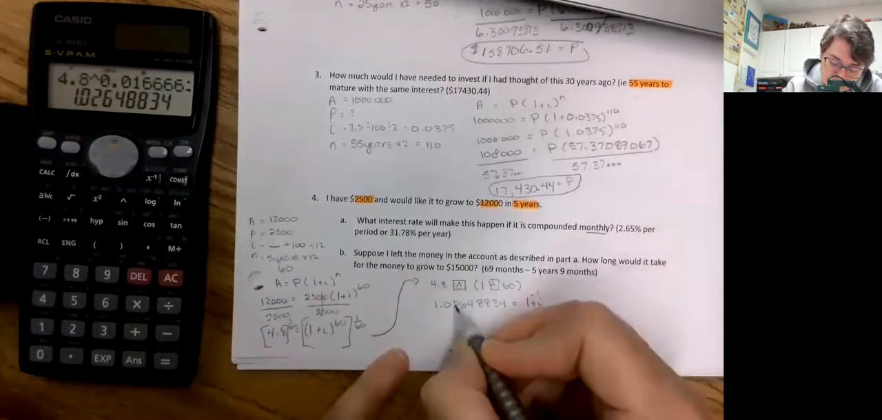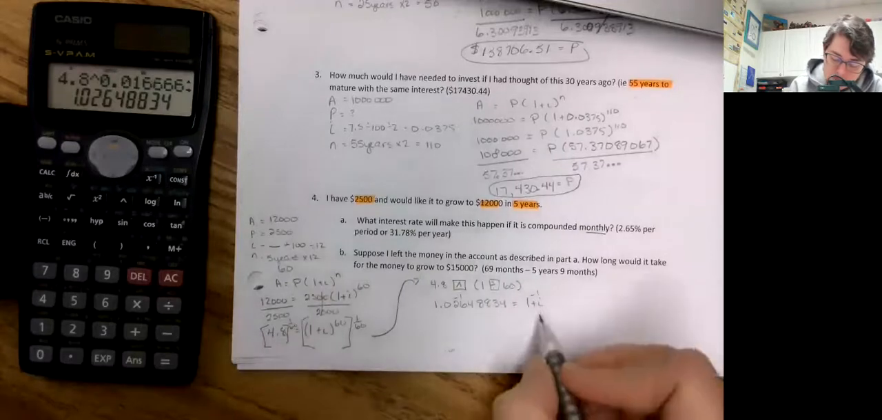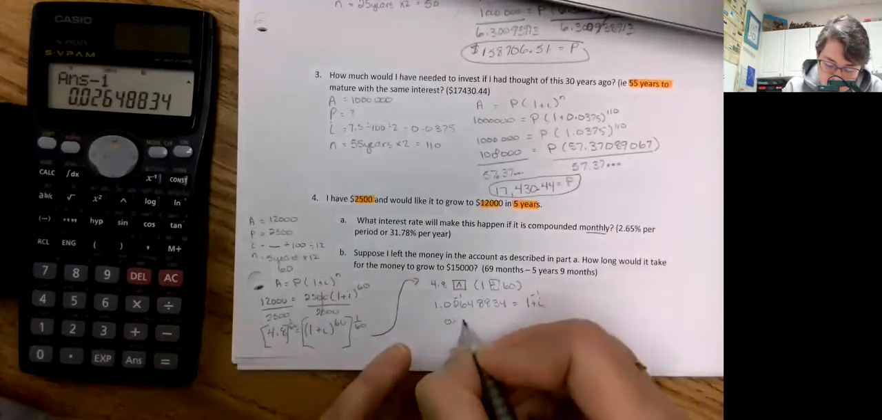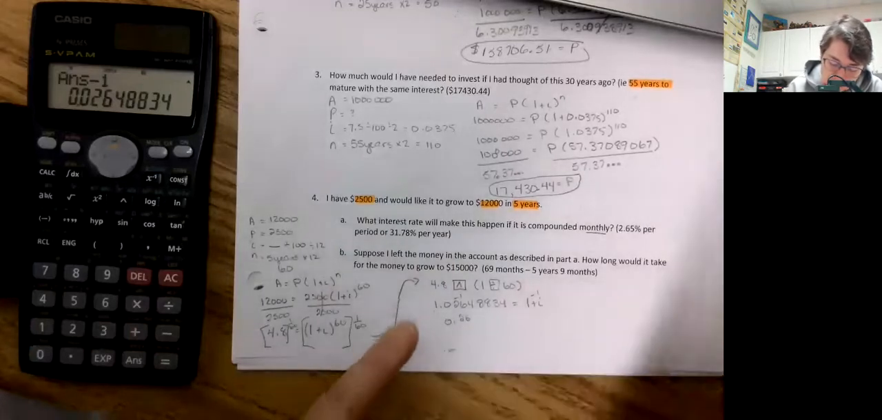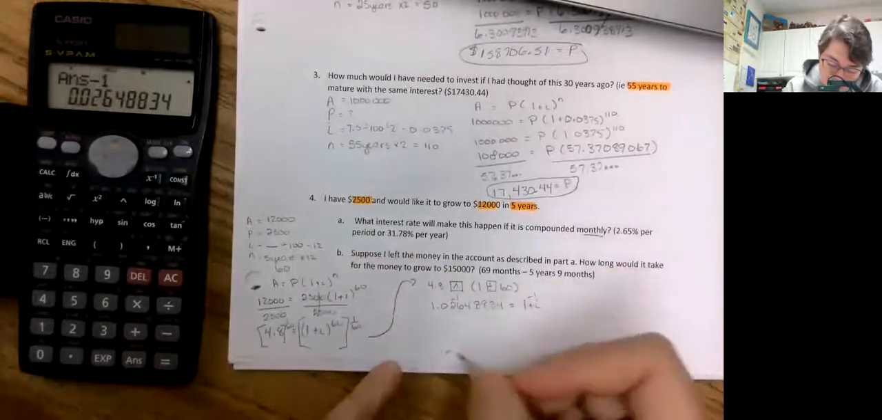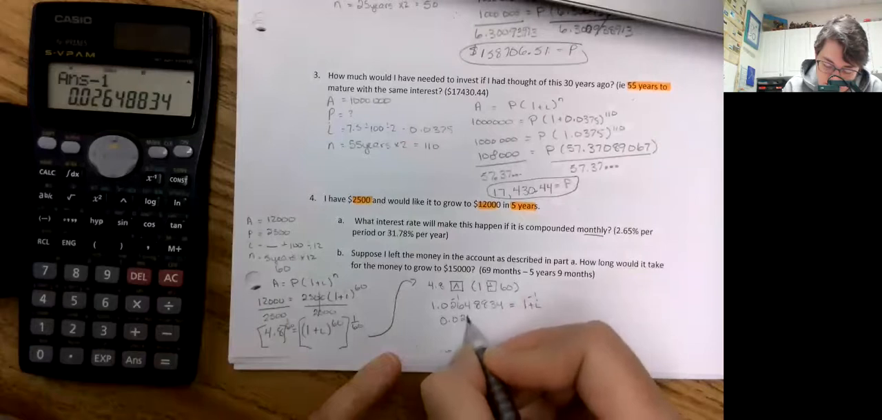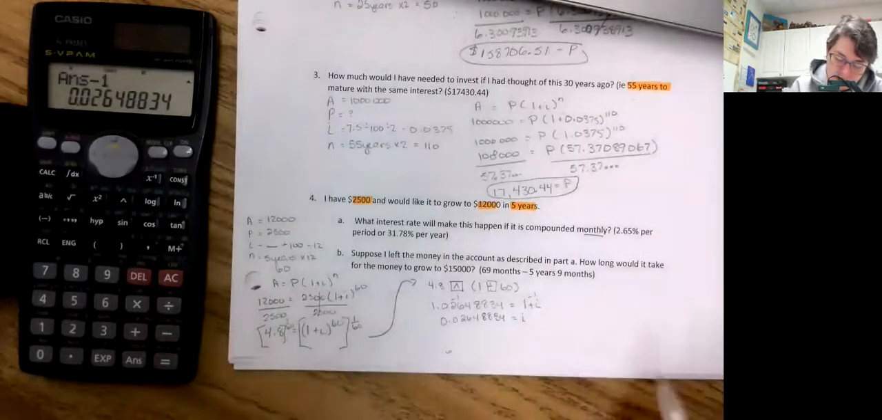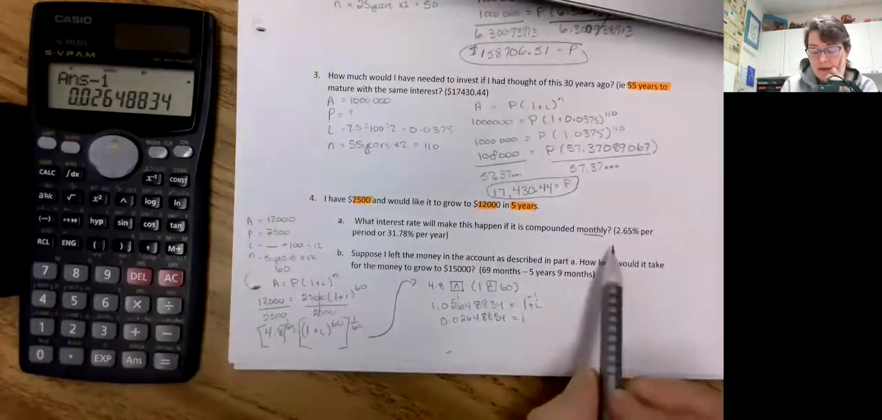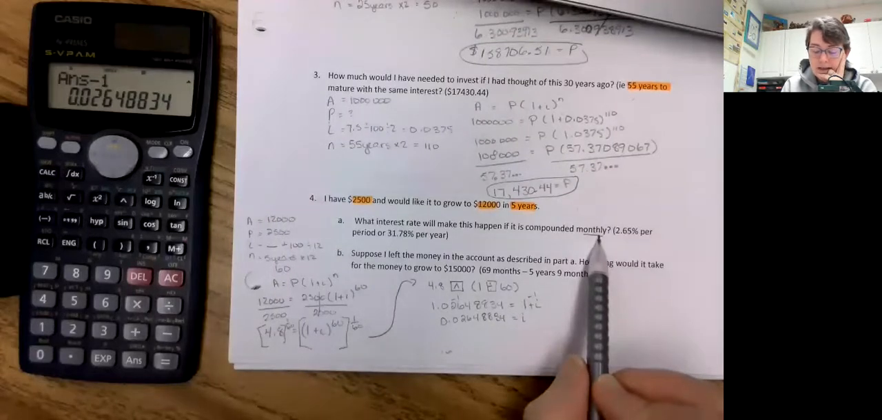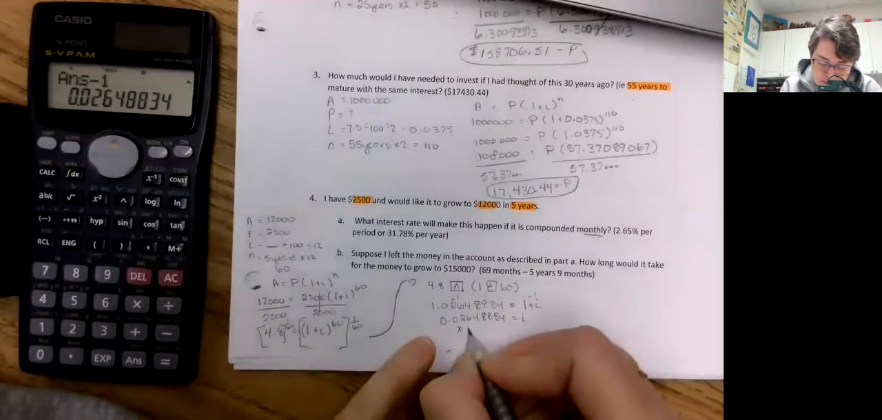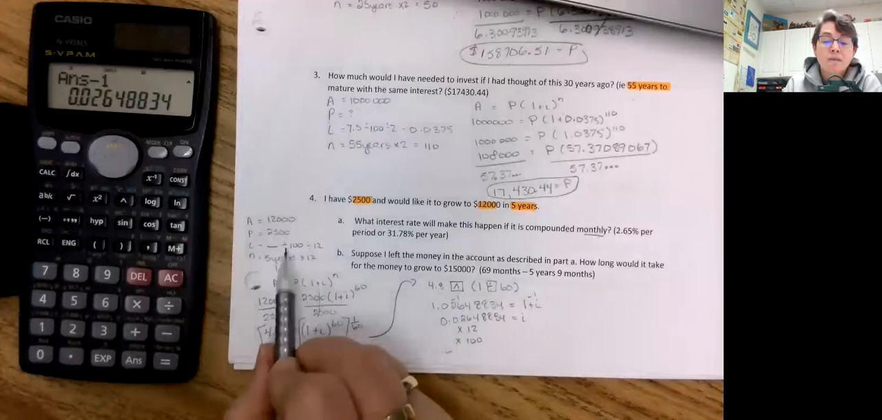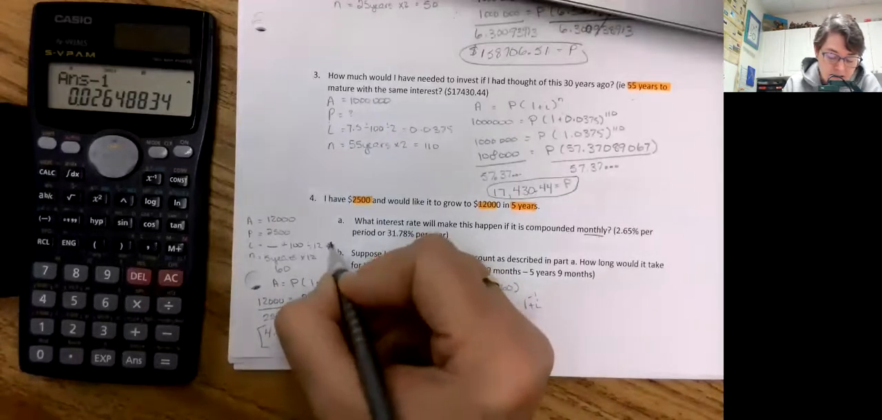Now I'm going to subtract 1 here, subtract 1 there, because I want to get rid of the 1, so I have just the I. So minus 1. So 0.02648834 is equal to I, but that is per month and it's a decimal, so we need to adjust. So we're going to go times 12 and times 100. That's why I write that over there. It just reminds me that the answer I got is basically right here.